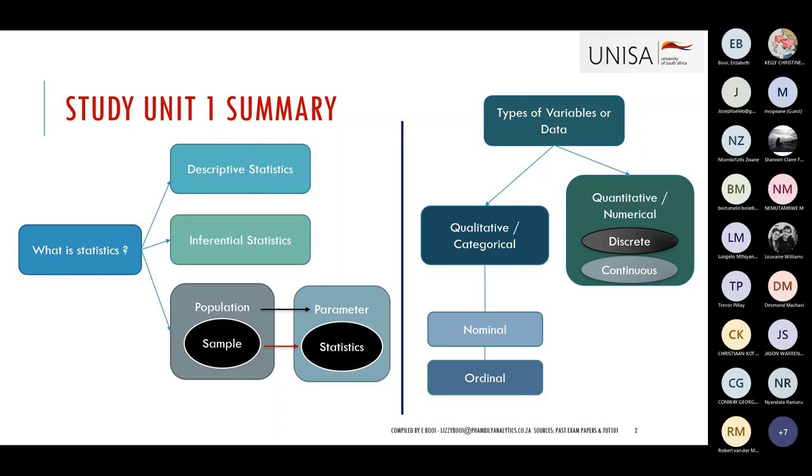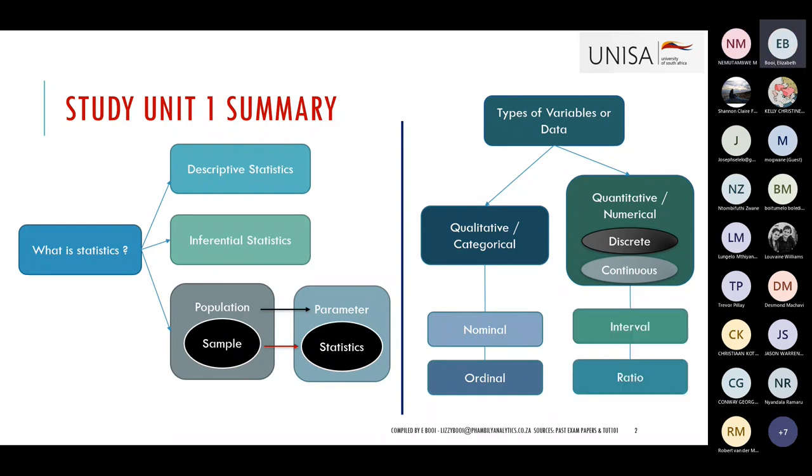Ordinal, what kind of data will the ordinal data be? Ordinal will have a rank. Yes. So now between ordinal and nominal, which one of the two has the highest order and which one will have the lowest order? Nominal will always have the lowest order. Now, give me the two levels of measurement in terms of quantitative data. Is it ratio and interval? It's ratio and interval.